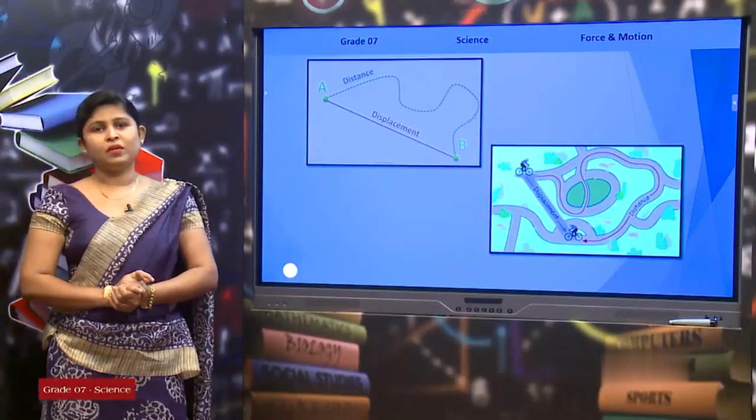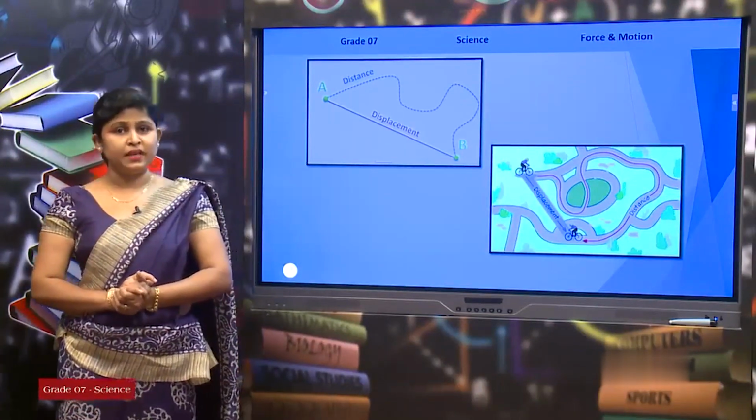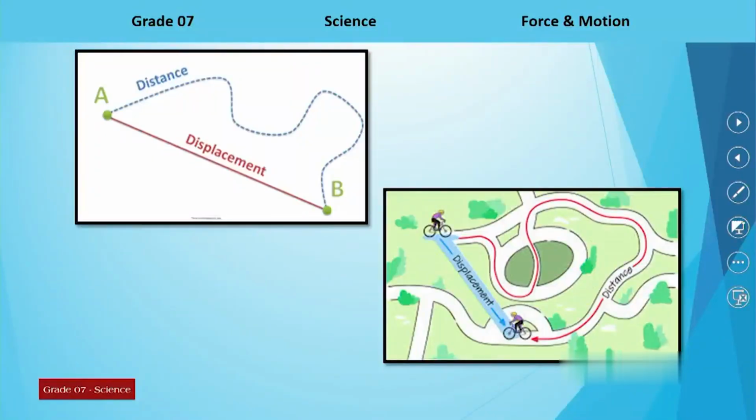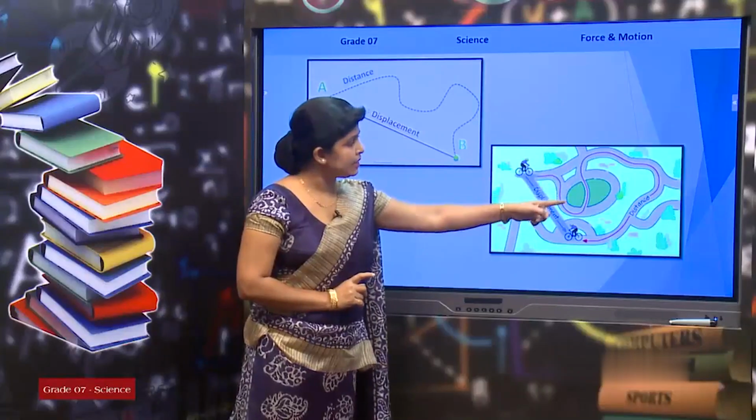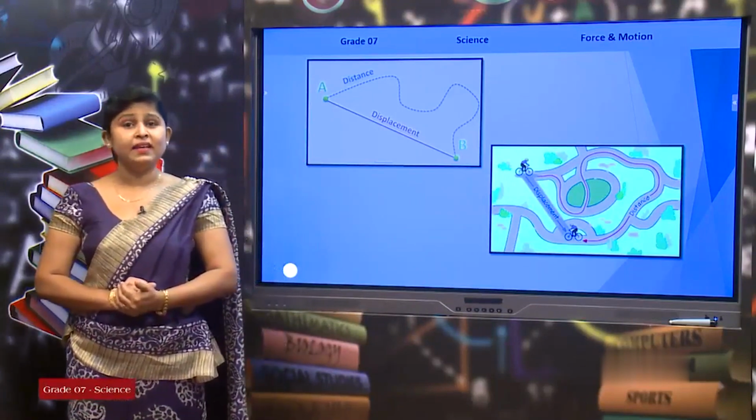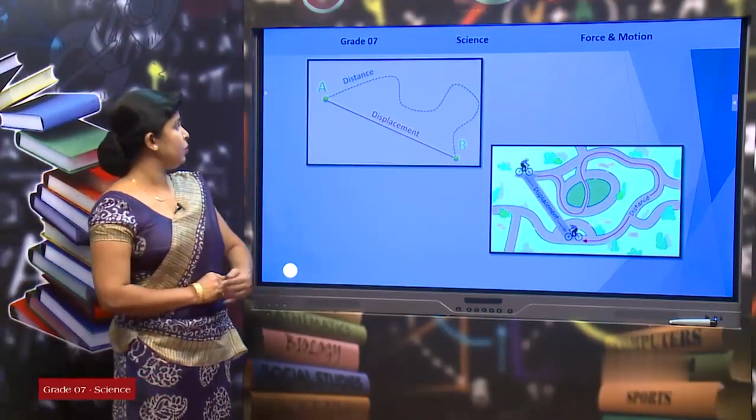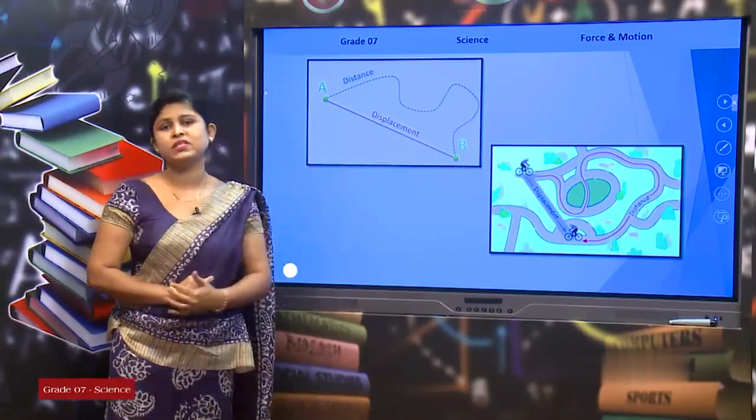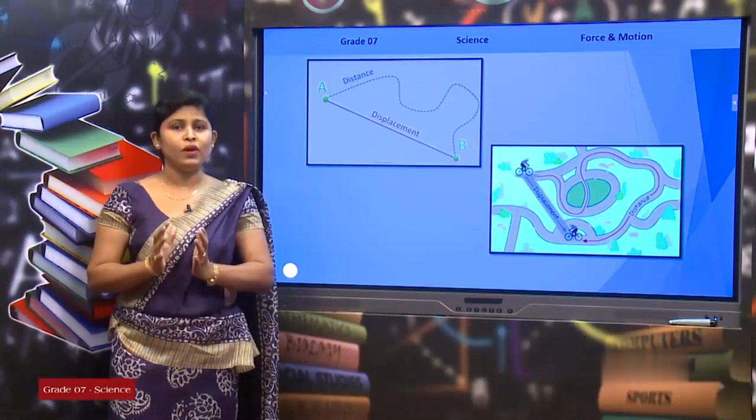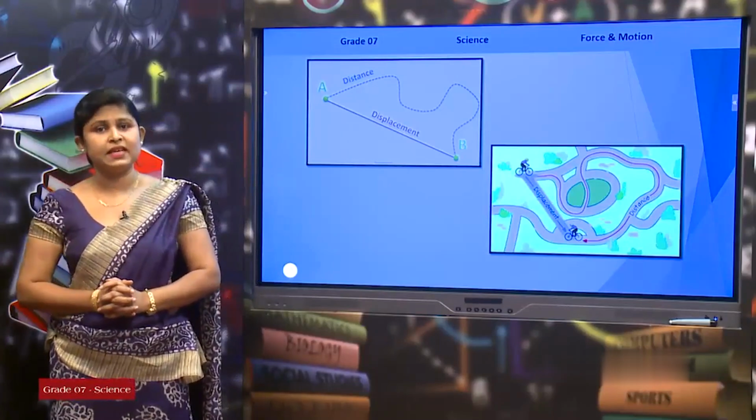Let me explain more about distance and displacement using another example. We will see. You can observe that there is a cyclist. Right? The cyclist has moved from position A to position B through a certain route. Then the total length covered by the cyclist is called as the distance. But when we think about the initial and final positions of the cyclist, that is known as the displacement. Now, I think you all can understand the difference between distance and displacement.